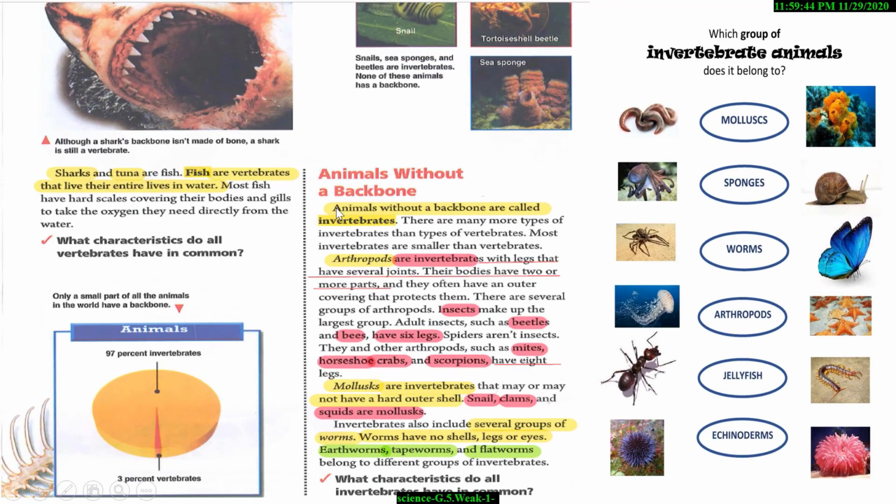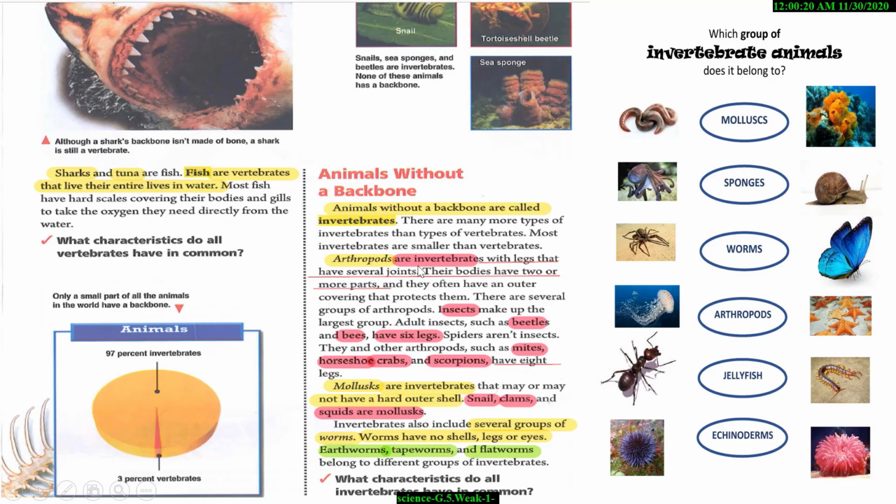Now the group of animals without a backbone. Animals without a backbone are called invertebrates. And scientists classify invertebrates into six groups. Number one, arthropods. Number two, mollusks. Number three, worms. Number four, sponges. Number five, jellyfish. Number six, echinoderms.